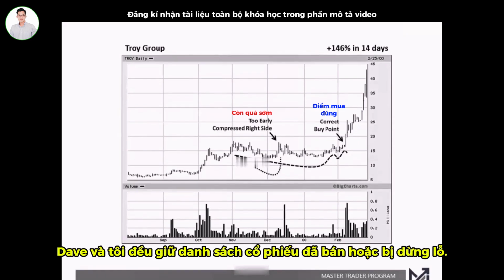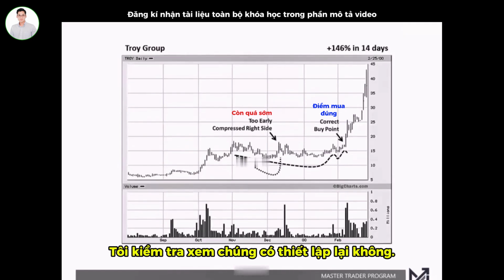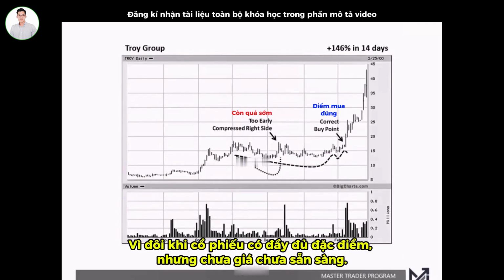Yeah, actually, Dave and I keep a list of stocks that we sold and stocks that we got stopped out of. We actually keep a list on our screen, and we look at that periodically, or I look at it pretty much every day. I look at the recent stocks that knocked me out and see if they've reset, because sometimes they have all the characteristics.